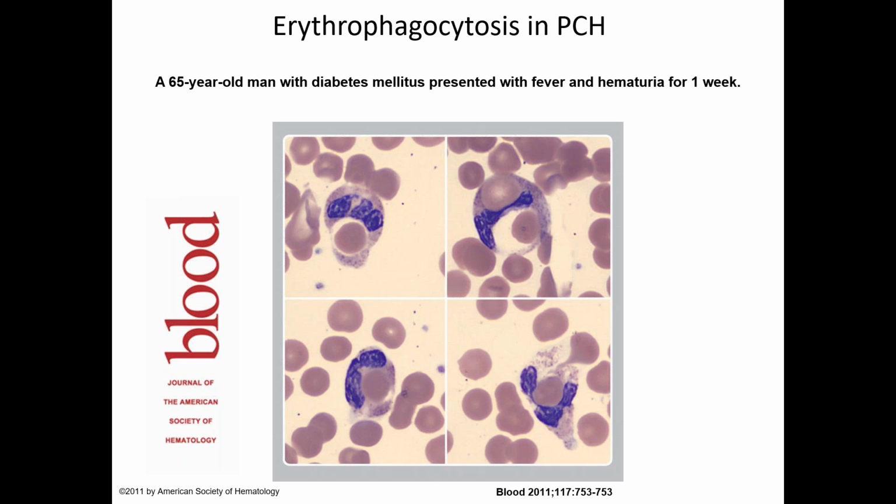And again, this is just an image taken from blood. This is what erythrophagocytosis looks like, and you can see the neutrophils, these polymorphonuclear neutrophils, just ingesting circulating red blood cells, which can obviously reduce the circulating lifespan and result in anemia. Again, you can see this in the adult population. That was a case report of a 65-year-old, but it is much more common to be seen in the pediatric population.